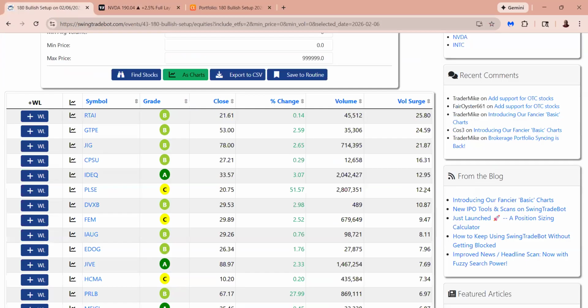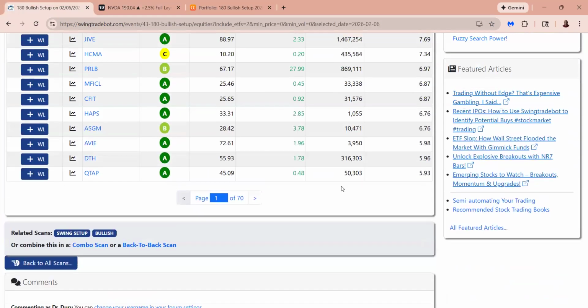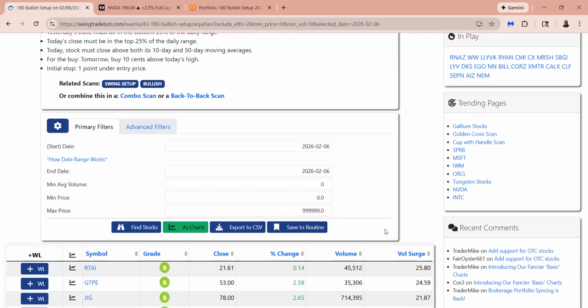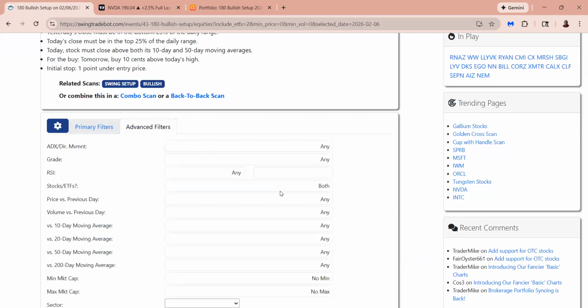So what I could do is just to look down on the scan and see how many stocks are caught. 70, that's way too much. And let me just make sure, yep, February 6th, way too many stocks. I want to filter this down. I like to keep my minimum average trading volume to 200,000 shares, minimum price of $10. And then I also go into the advanced filters.